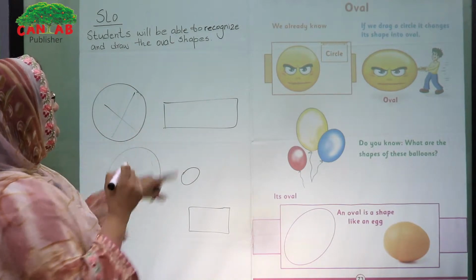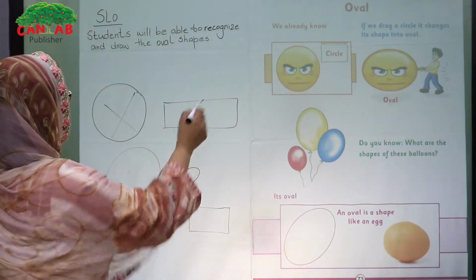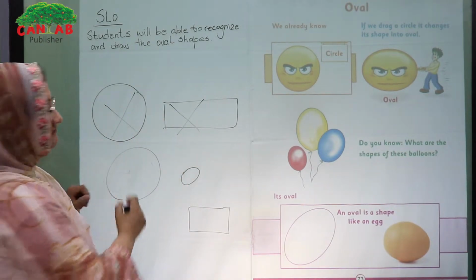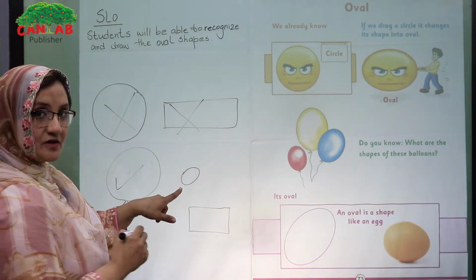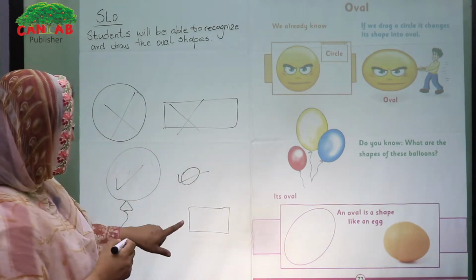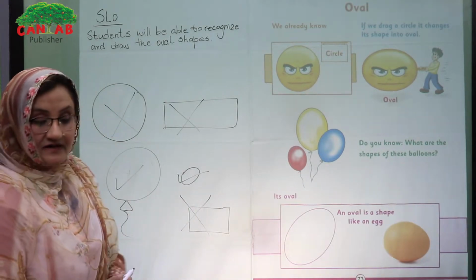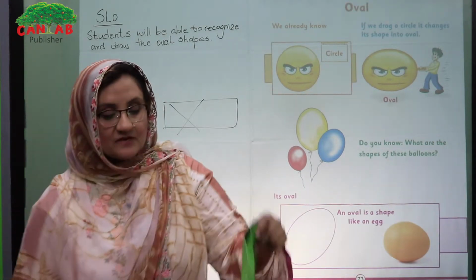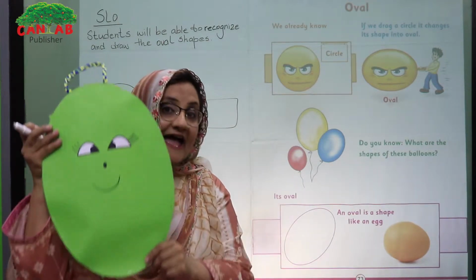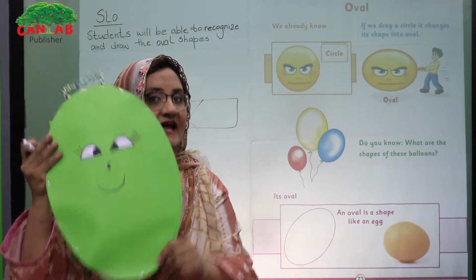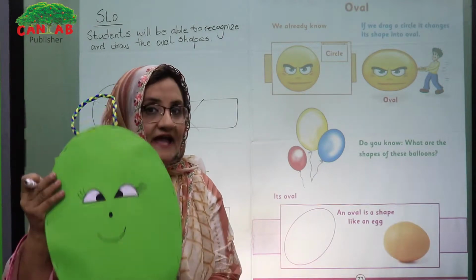Is this an oval? No. Is this an oval? No. Is this an oval? Yes. Is this an oval? Yes. And what about this one? No. Remember that an oval shape looks like an egg.